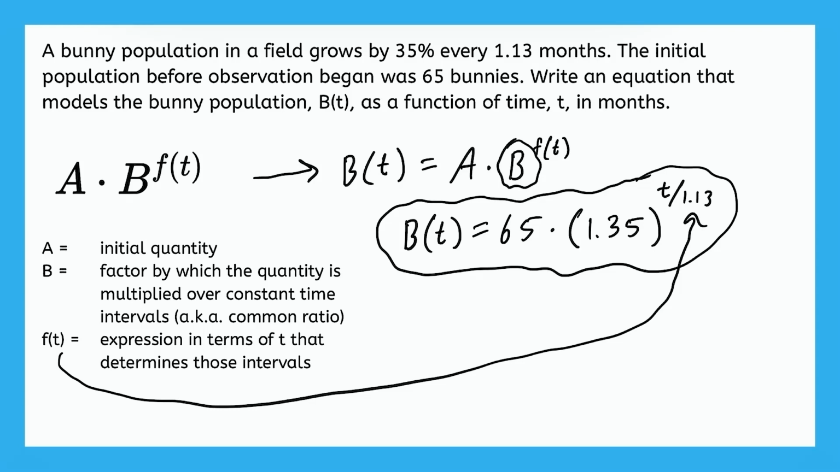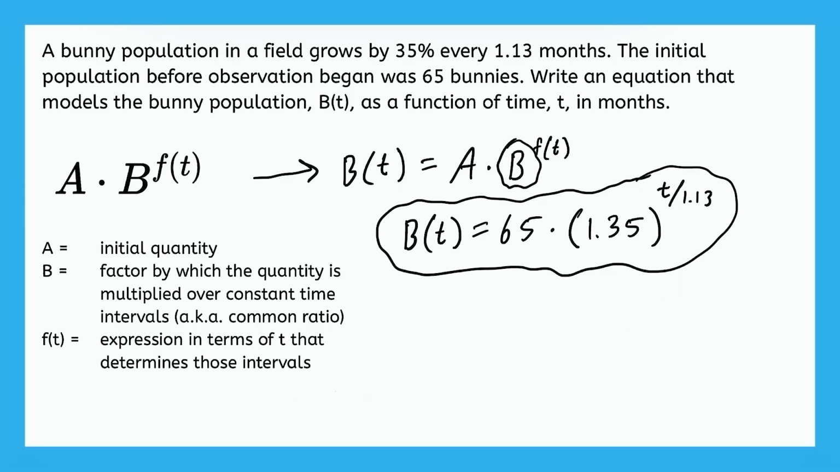We know that f of t is equal to this entire fraction, t over 1.13. So first of all, what if we plug in a 0 for t? What will that give us for the value of B of t, or the population of bunnies?